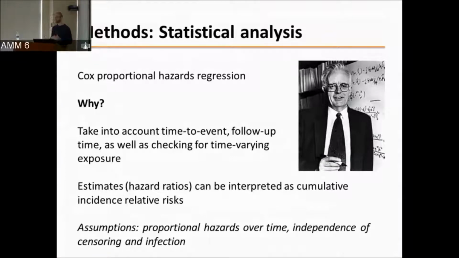It takes into account the time to the event, so the time to when they were diagnosed with the infection. It takes into account the follow-up time. And one of the things we particularly wanted to check for is this notion of a time-varying exposure, so the occupancy varying over the cohort time. The estimates that these models produce are pretty intuitive to understand, and they can be thought of as cumulative incidence relative risks. Maybe the flip side to this is that doing this modeling is a bit more challenging in that there are more assumptions you need to meet.